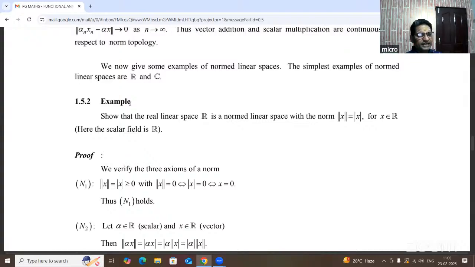Show that the real linear space R is a normed linear space with the norm of x equal to mod x. So the given condition is norm x equal to mod x. Here x being a real number, the scalar field is R. Now what is the normed linear space condition? N1, N2, N3, these three conditions are satisfied according to the given condition. Then it is easy to prove that it is a normed linear space.